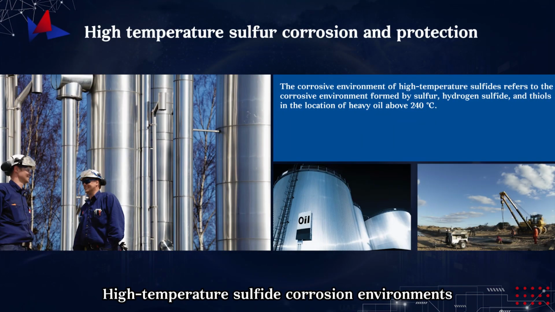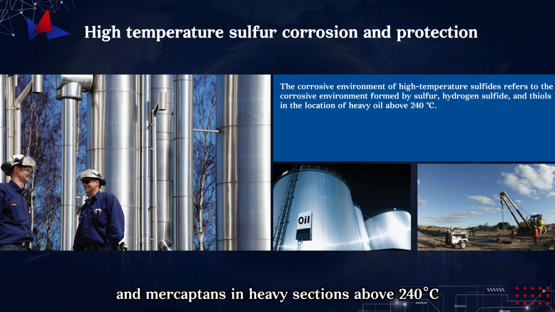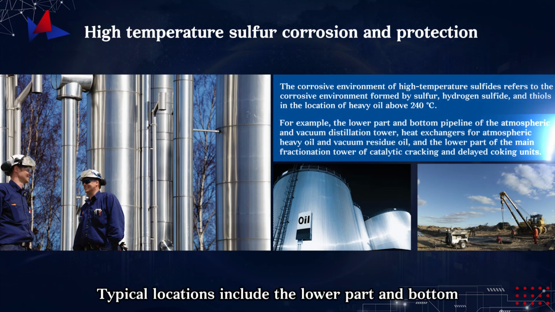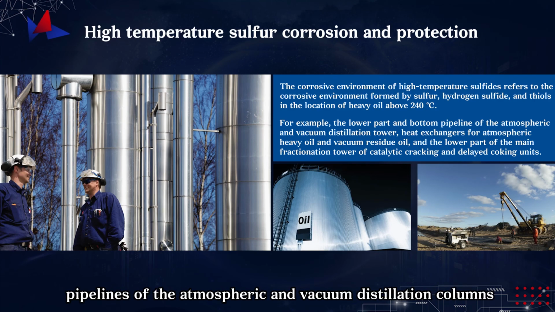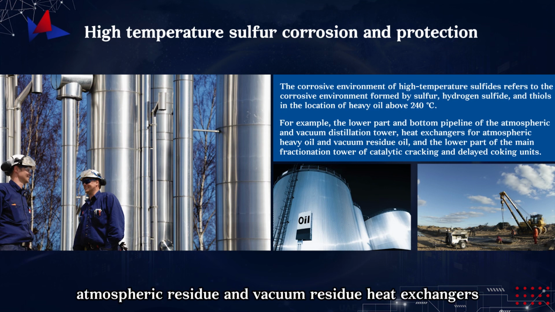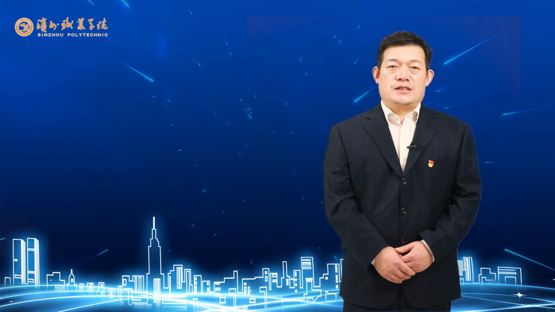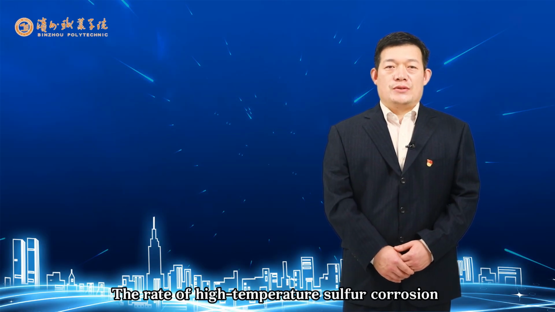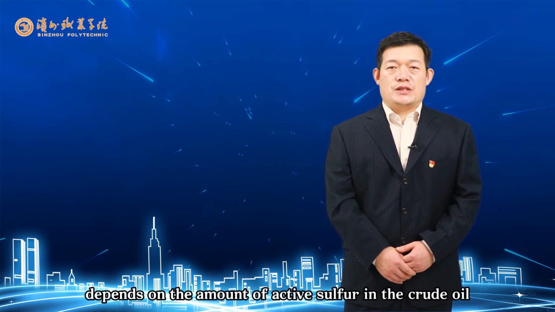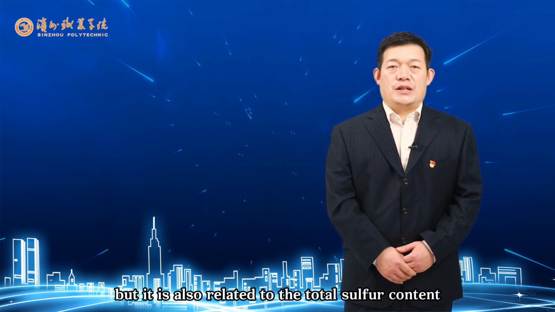High-temperature sulfide corrosion environments refer to corrosive environments formed by sulfur, hydrogen sulfide, and mercaptans in heavy sections above 240 degrees Celsius. Typical locations include the lower part and bottom pipelines of the atmospheric and vacuum distillation columns, atmospheric residue and vacuum residue heat exchangers, catalytic cracking and delayed coking units, the lower part of the main fractionator, etc. The rate of high-temperature sulfur corrosion depends on the amount of active sulfur in the crude oil, but it is also related to the total sulfur content.